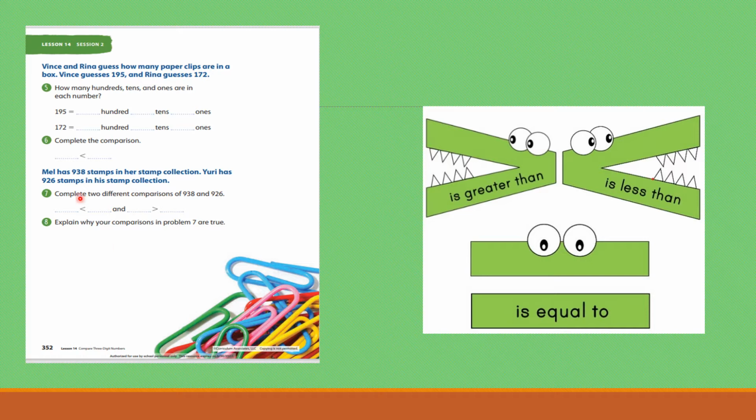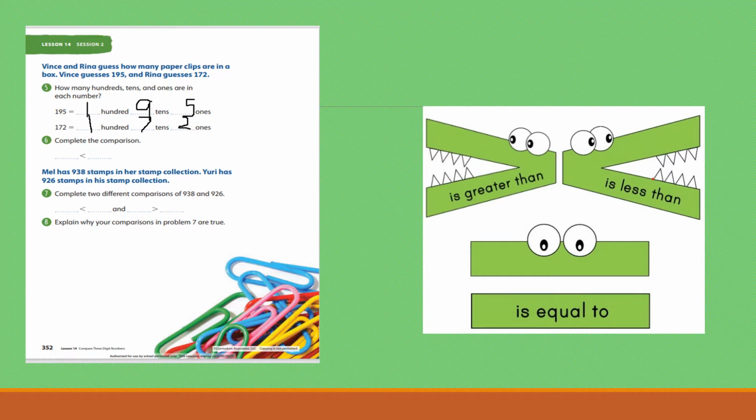It says, Vance and Rena guess how many paper clips are in a box. Vance guesses 195 and Rena guesses 172. How many hundreds, tens, or ones in each number? Oh, awesome possums, this is so easy. 1 hundred, 9 tens, 5 ones. 1 hundred, 7 tens, and 2 ones. Is that easy, awesome possums? Oh, you know it is.